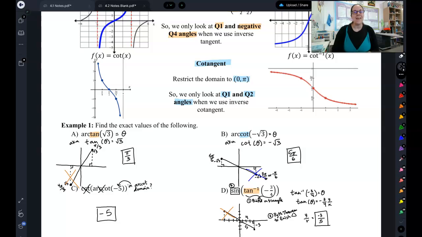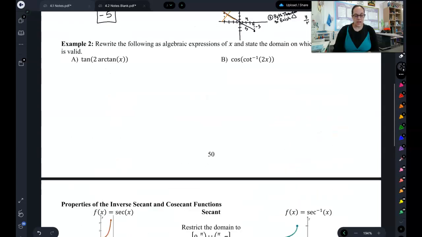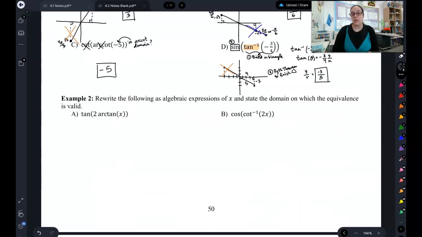So those are some examples of what we did yesterday, but using tangent and cotangent. In the next video for this lesson, we'll do those same problems we did yesterday where we use variables instead of numbers.